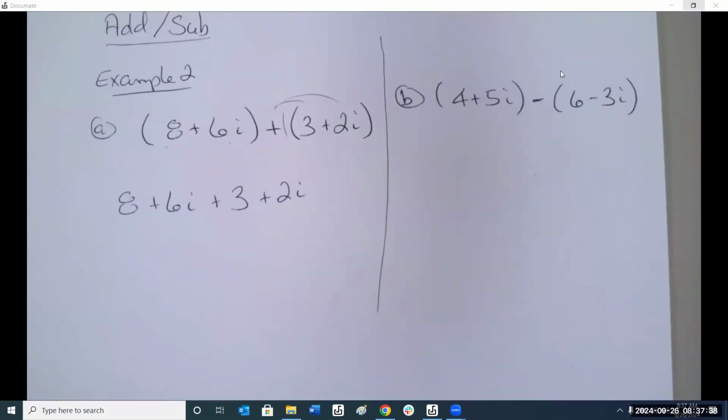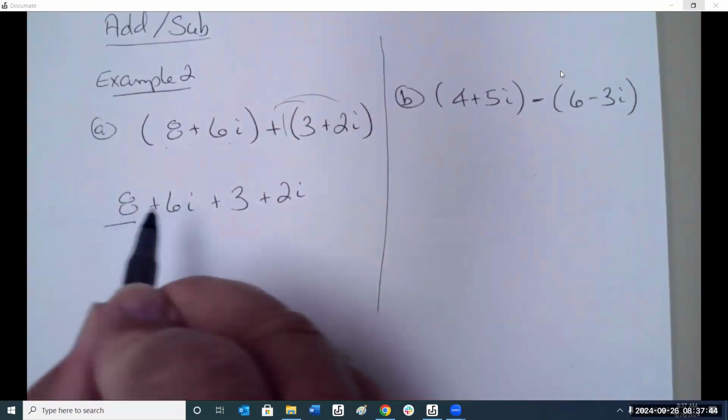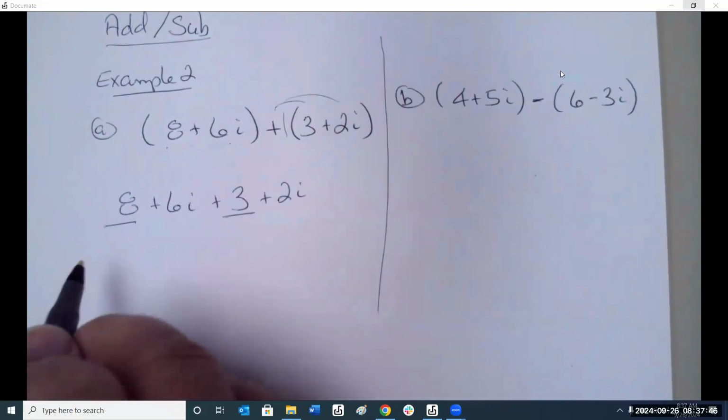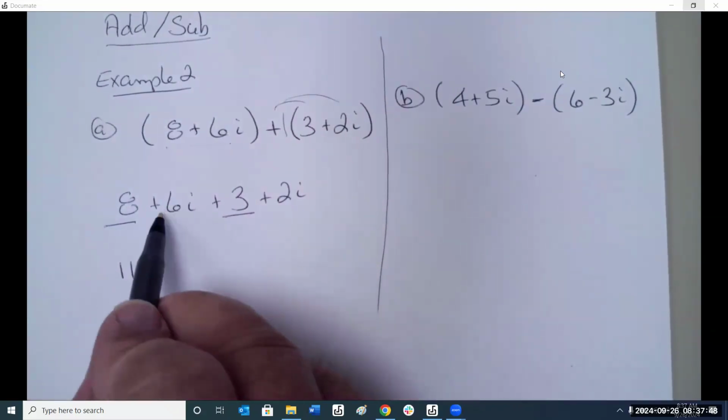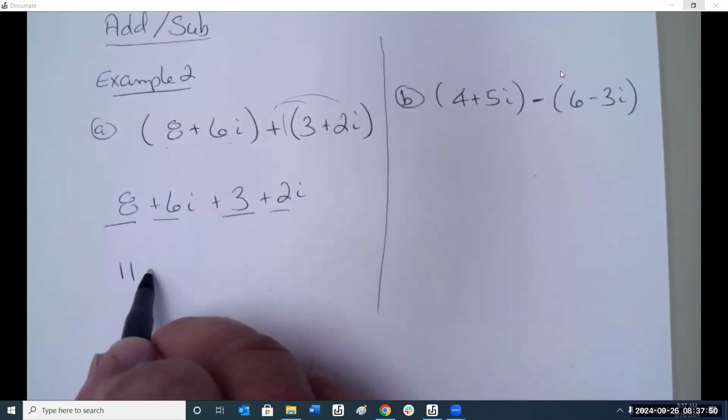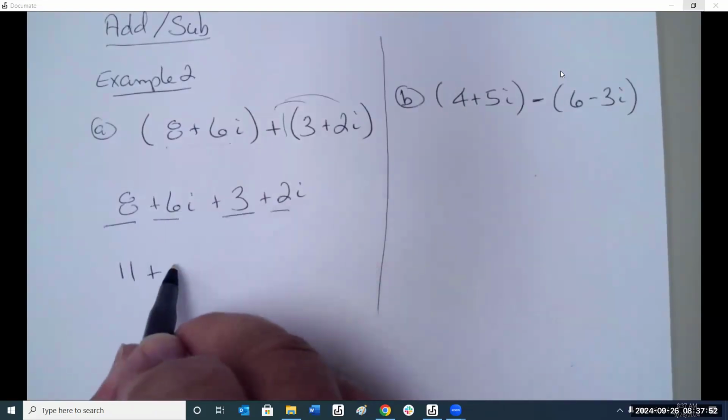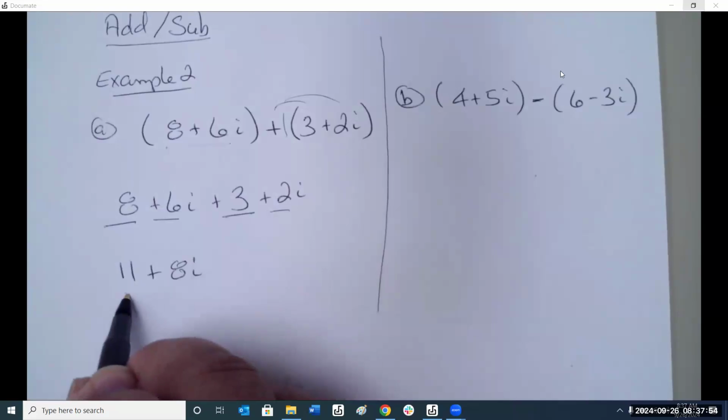Whenever you drop parentheses, what do you do? Combine like terms, very good. 8 plus 3. Then we have positive 6, positive, so 6 plus 2, 8i, and there's your answer.